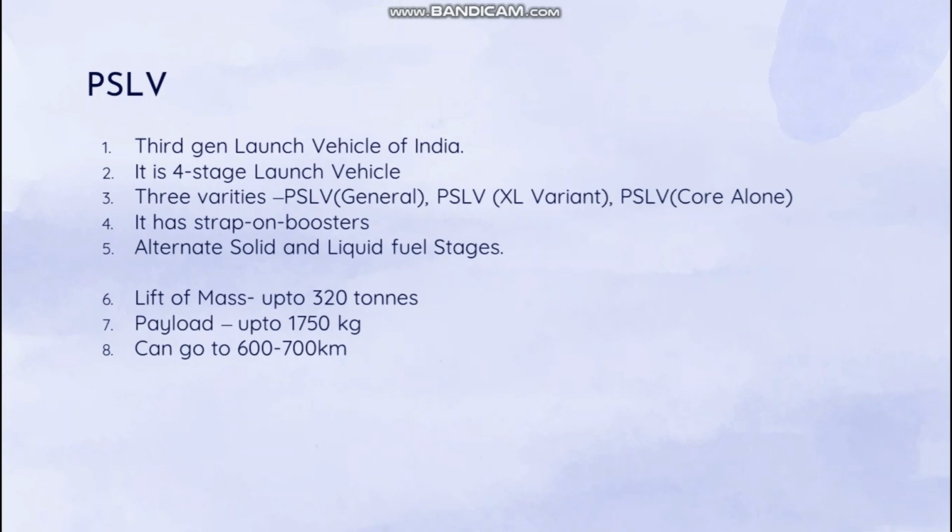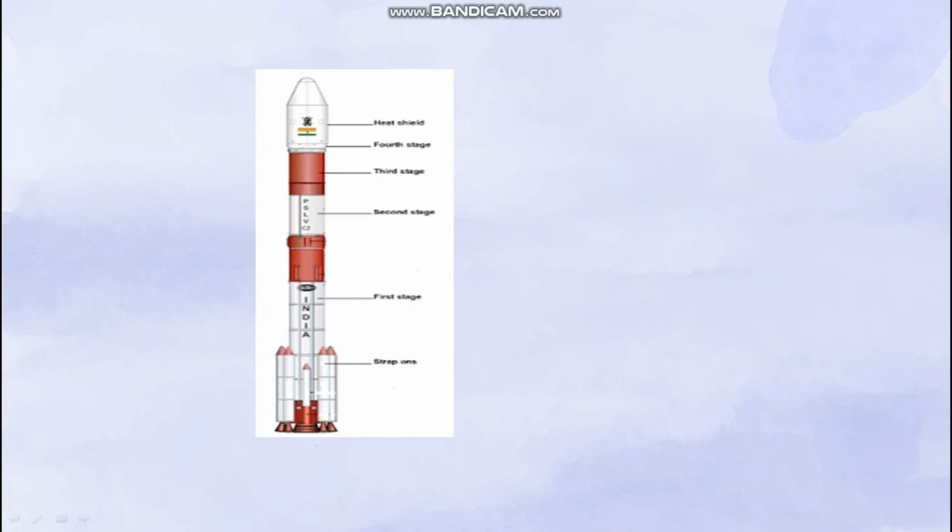The lift-off mass of PSLV can be up to 320 tons and the payload of PSLV can be up to 1750 kg. Payload is the weight of our satellite or spacecraft which are designed to be kept in the orbit. With the lift-off mass of 320 tons, including the payload up to 1750 kg, PSLV can go up to 600 to 700 km.